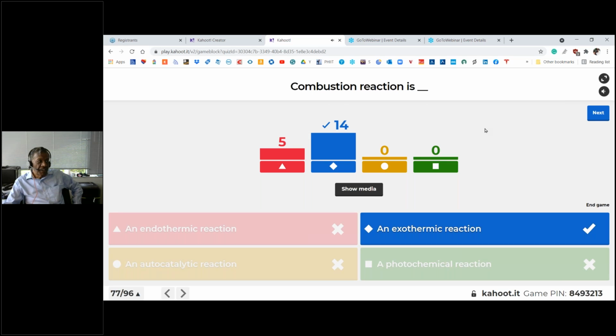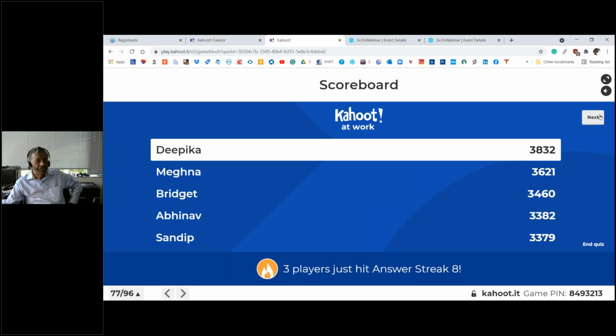Well, majority got it right. It's an exothermic reaction. So this is the one which is giving out heat. Cracking reaction is an endothermic reaction which is needing heat. So combustion reaction is an exothermic reaction, gives out heat.